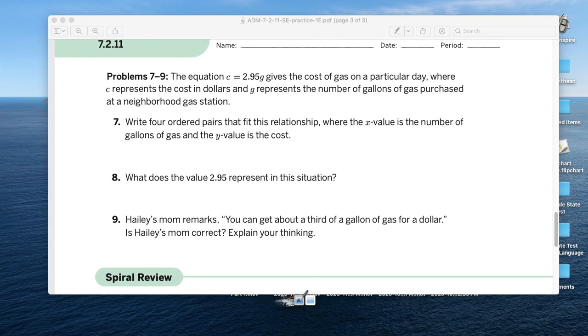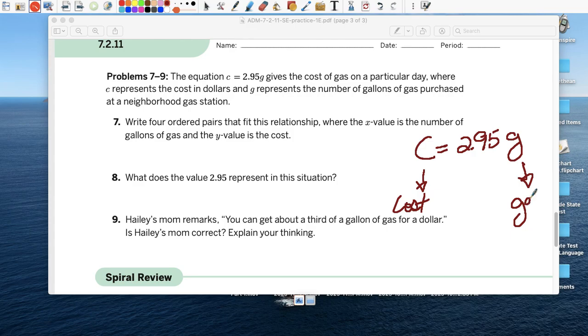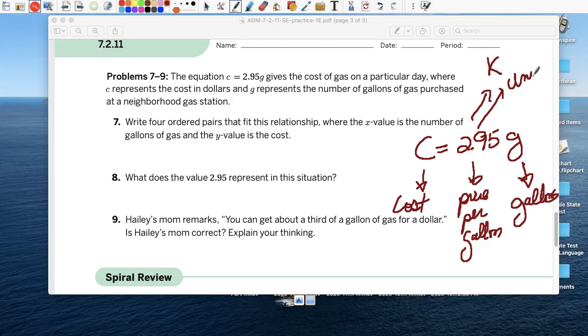7, 8, 9. Here we have an equation. C equals 2.95 G. It gives the cost of gas, so C represents the total cost. G represents the gallons, right? So let's identify our parts. And 2.95 is the price per gallon. Okay, so once you understand that, you're okay. And again, 2.95 is your k, also your unit rate, right? So 2.95 is a lot of things.